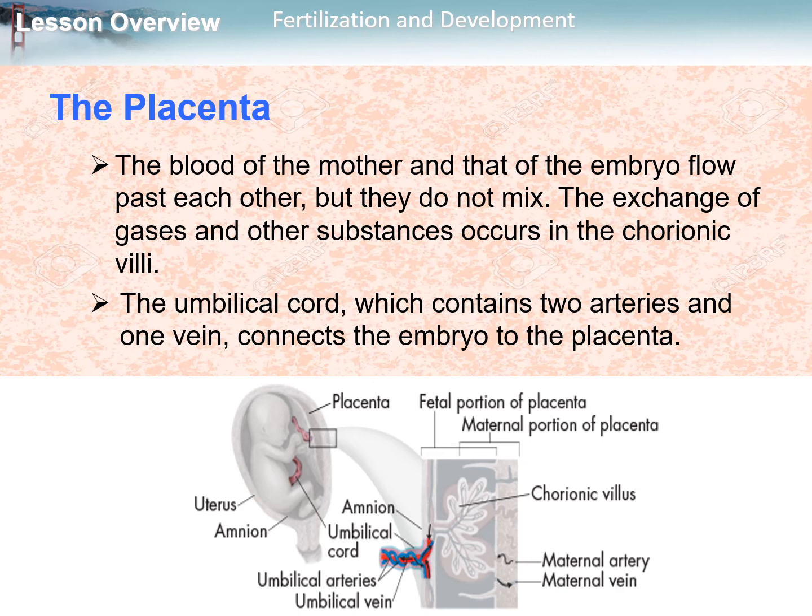The umbilical cord, which contains two arteries and one vein, connects the embryo to the placenta. If we look here, this is the enlarged picture of the umbilical cord, where you can see there are two arteries, one, two here, and then the umbilical vein is wrapped around the umbilical arteries.